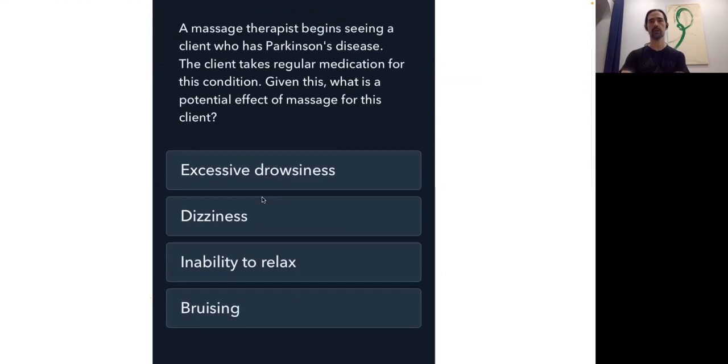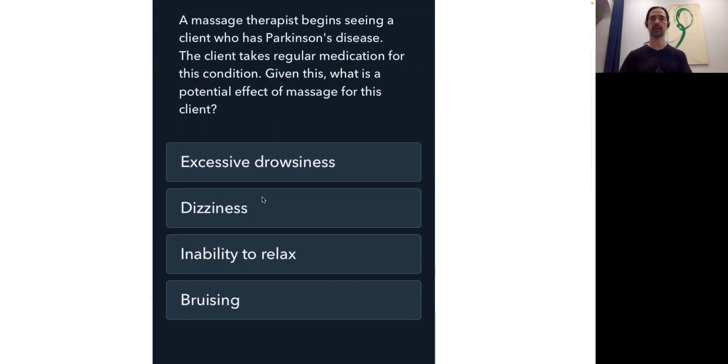Here's a couple more slides. A massage therapist begins seeing a client who has Parkinson's disease. The client takes regular medication for this condition. Given this, what is a potential side effect of massage for this client? Excessive drowsiness, dizziness, inability to relax, or bruising.